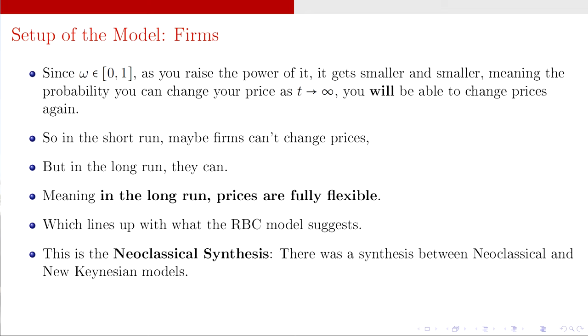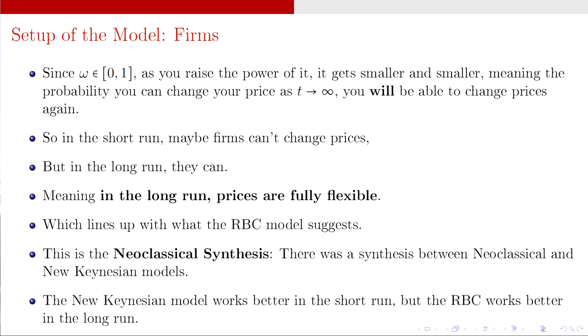Now, this is what's known as the neoclassical synthesis. There's a synthesis between neoclassical and new Keynesian models. The new Keynesian model works better in the short run, but the RBC model tends to work better in the long run.